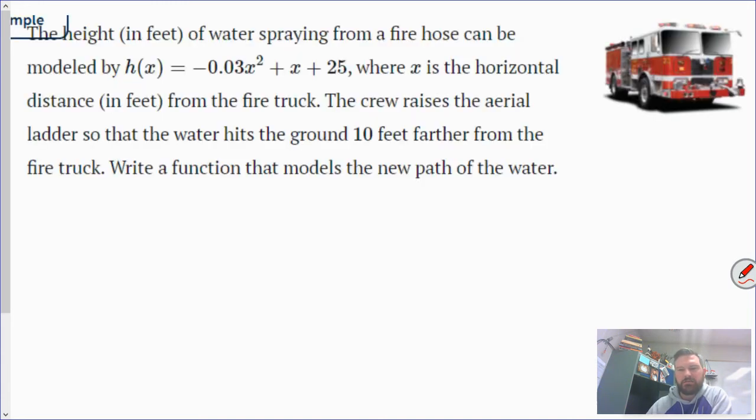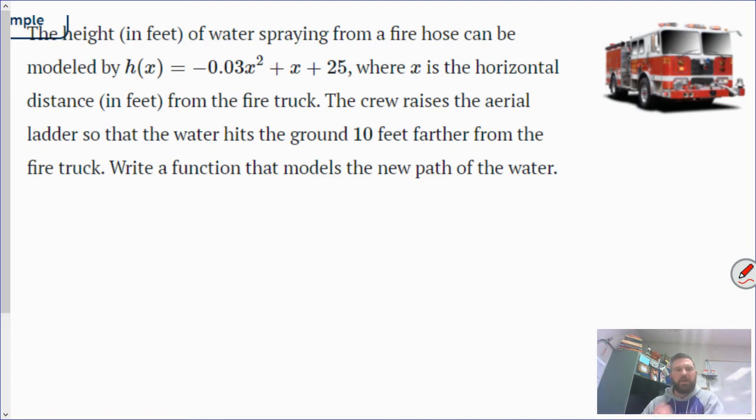Okay, last slide here, a word problem. The height in feet of water spraying from a fire hose can be modeled by that equation, where x is the horizontal distance from the fire truck. The crew raises the aerial ladder so that the water hits the ground 10 feet further from the fire truck. Write a function that models the path of the water.